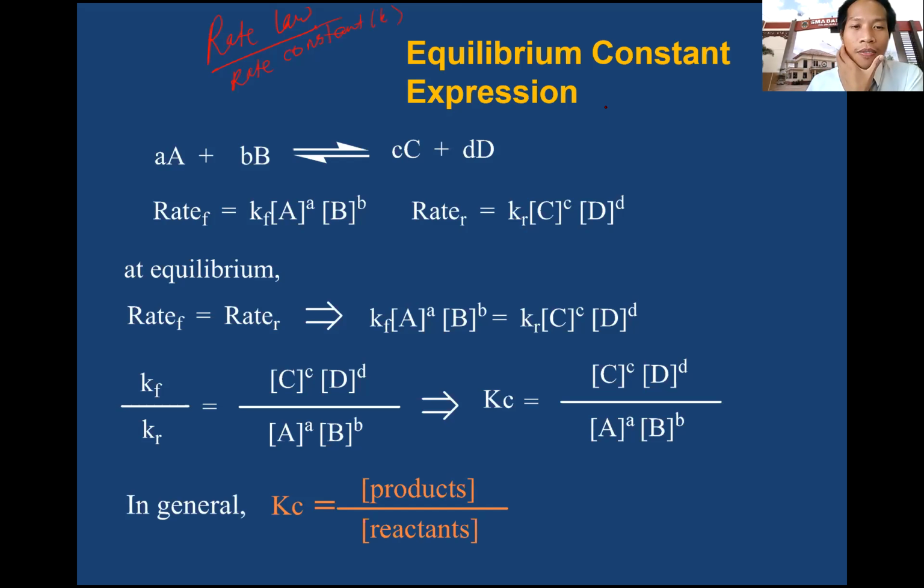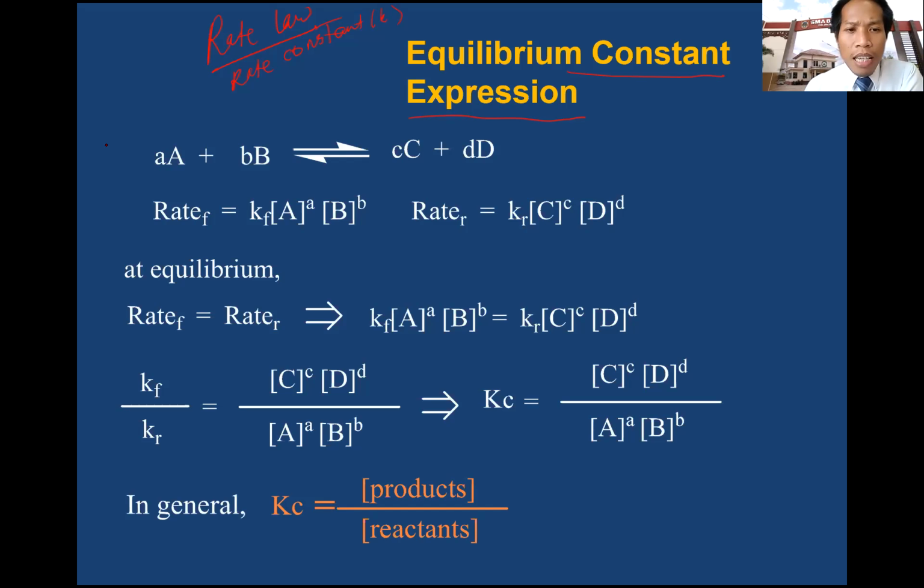In equilibrium, we also have a constant, but now the constant changes its name, not rate constant but equilibrium constant. And we also have an expression like a rate law. In rate law, we express the rate in the equation. For equilibrium, we can also express the equilibrium in an expression. Now we are going to see how we can write the equilibrium constant and equilibrium expression. Actually, it comes from the rate law and rate constant.